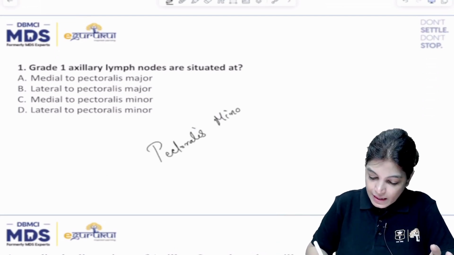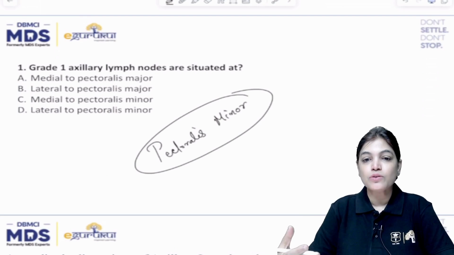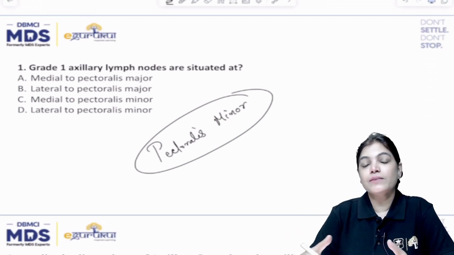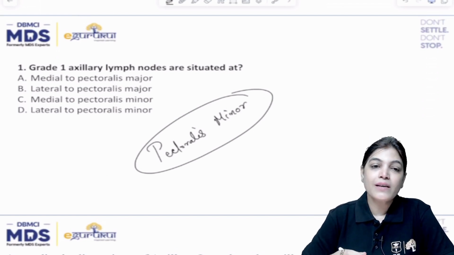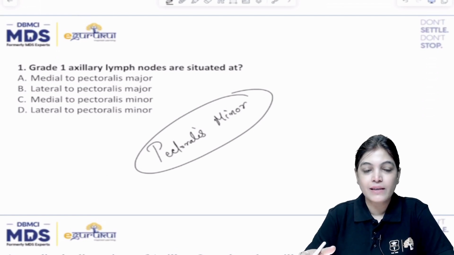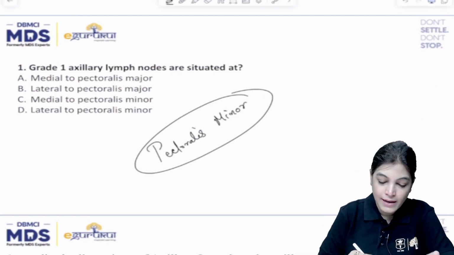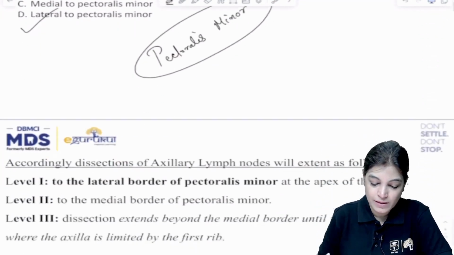Pectoralis minor muscle is the key muscle of the axillary region. Why is it called the key muscle of the axillary region? Because in relation to this, we can divide the axillary artery into three parts, and also we can define the location of axillary lymph nodes. That is one of the important points you have to know. There are three grades of axillary lymph node, grade 1, 2 and 3, and grade 1 axillary lymph node is located lateral to pectoralis minor muscle.